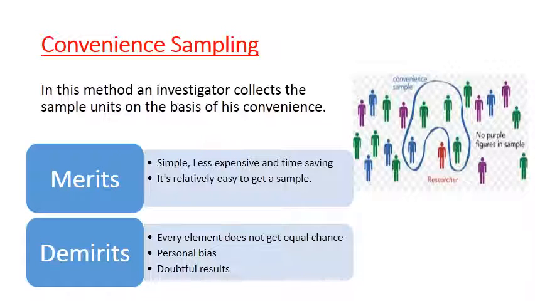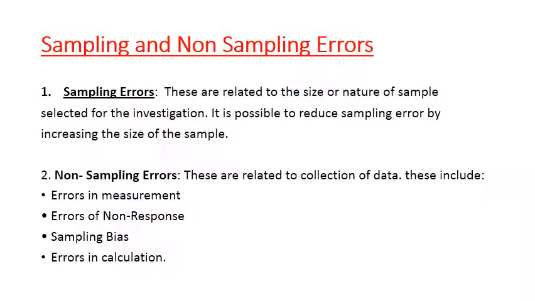Merits. What are the merits? Simple, less expensive and time saving, and it is relatively easy to get a sample. Demerits. Every element does not get an equal chance to be selected for a sample. There is a possibility of personal bias, and when there is personal bias, the results may be doubtful.